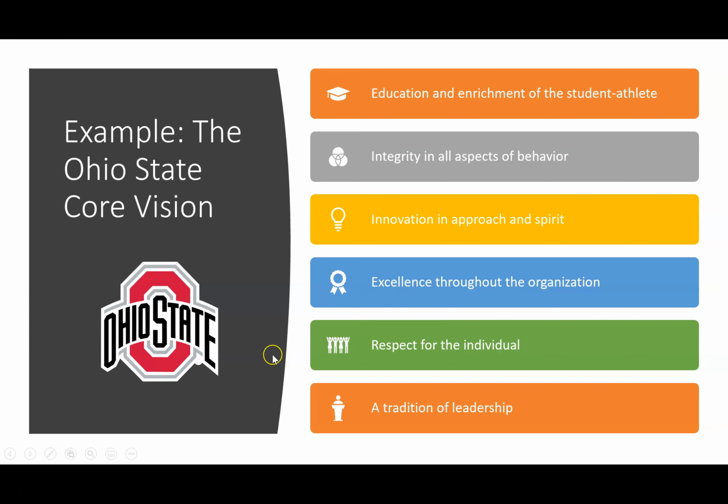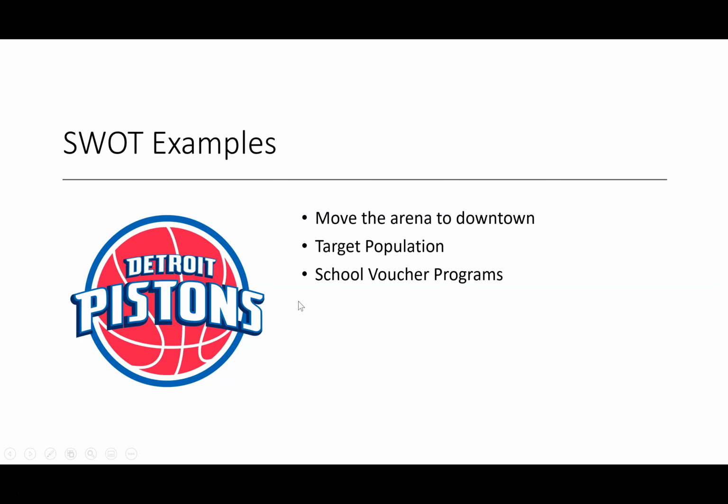This is an example of Ohio State's core visions. I'm not sure if these are still the same, but these are some examples I found. They want education and enrichment of the student athlete. They want integrity in all aspects of behavior, innovation in approach and spirit, excellence throughout the organization, respect for the individual, and a tradition of leadership. That's how they put their core vision together.